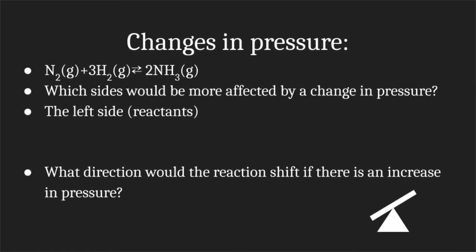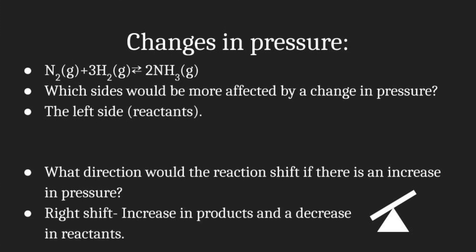So for increasing the pressure and the reactants are more affected, we're going to have an upward sloping seesaw. So how would we correct this? By pushing more on the right, or having a right shift. Remember, if we increase something, we shift away from it. We increase the left by increasing the pressure, so you would shift to the right to counteract it. And remember, a right shift leads to an increase in the amount of product, so there will be more NH3, and a decrease in reactants, so there will be less N2 and H2.